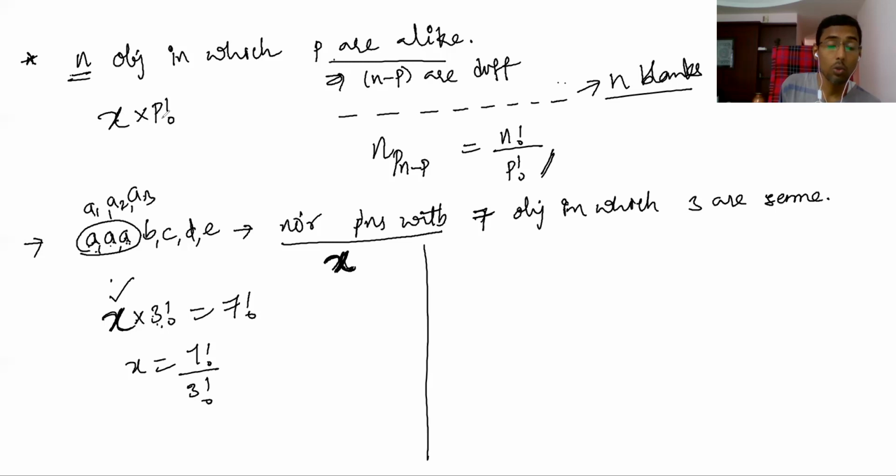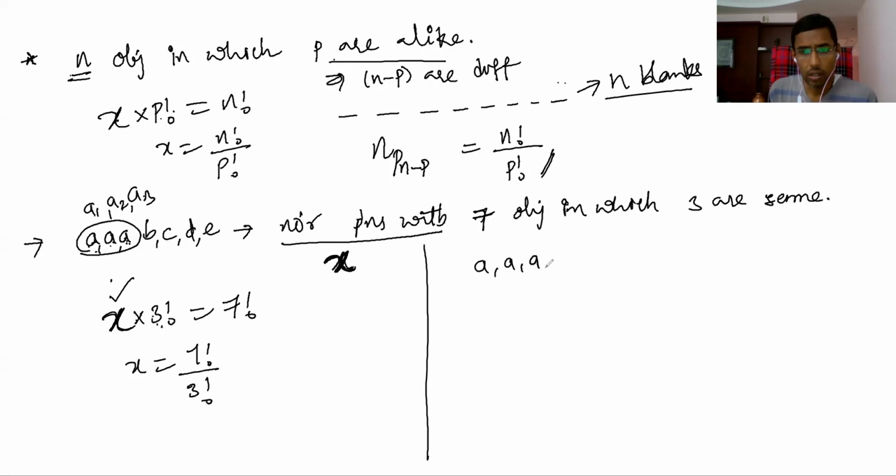So here also, x into p factorial is what you get when they are different. When n objects are different, n factorial. So x equals n factorial by p factorial. This is another approach. If you understand, it's okay. You try to understand. So similarly, I also told you now A, B, B, C, D, E.